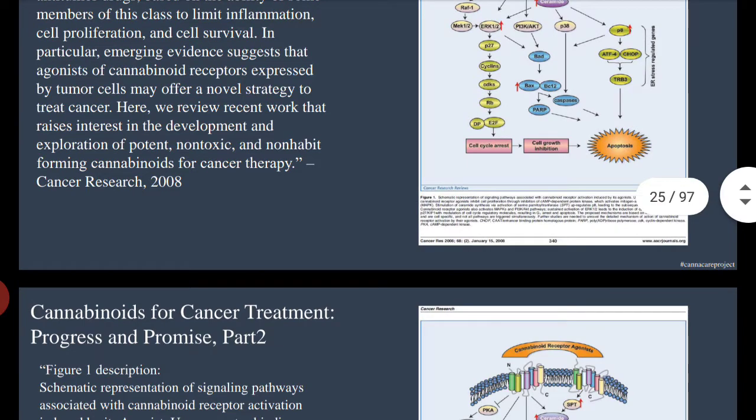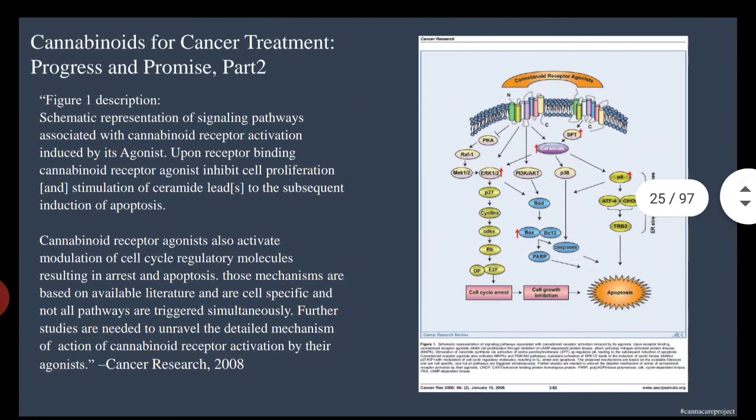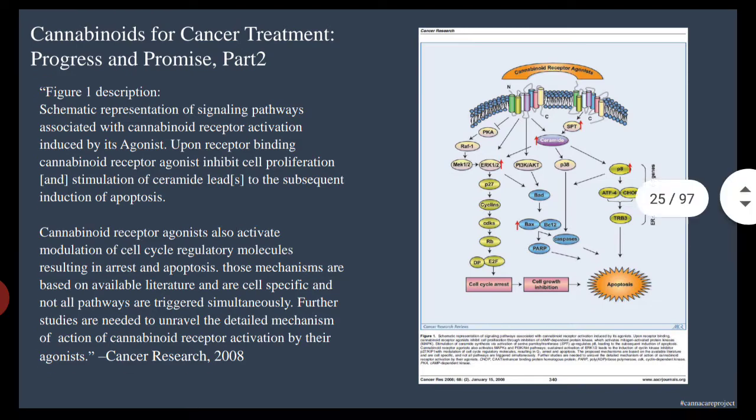So I want to come down, you see the wording on the bottom of the image, and this is what the words are. This is a schematic representation of signaling pathways associated with cannabinoid receptor activation induced by its agonists. Again, agonist, pro. Antagonist, no. I guess you could put it that way. Upon receptor binding, cannabinoid receptor agonists inhibit cell proliferation and upregulate stimulation of ceramide, which leads to the subsequent induction of apoptosis. So again, induced cell death, apoptosis.